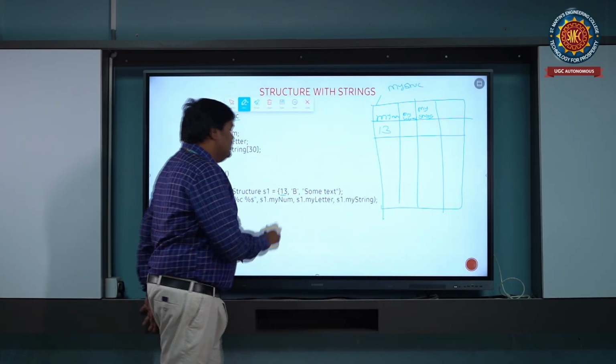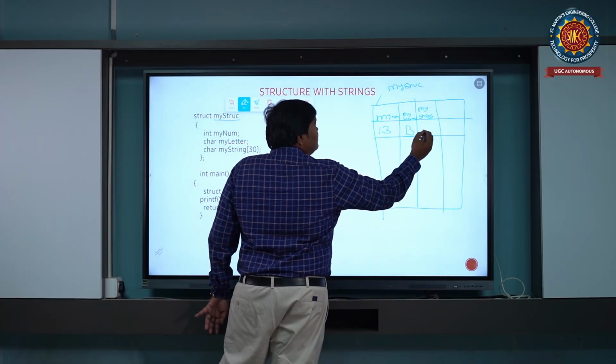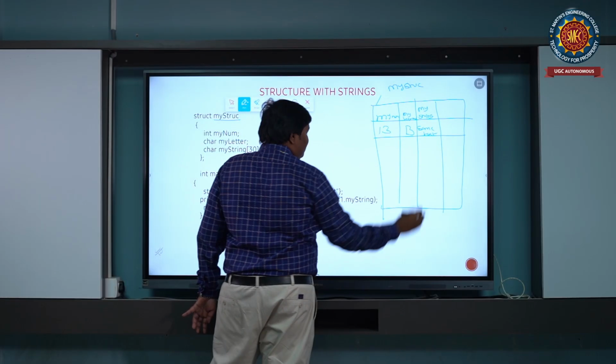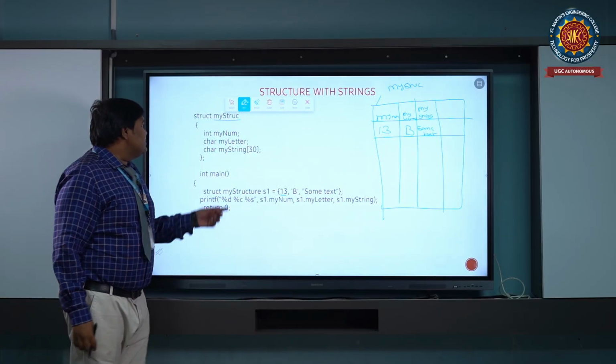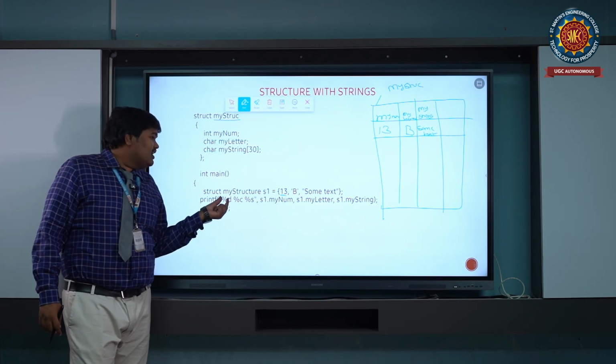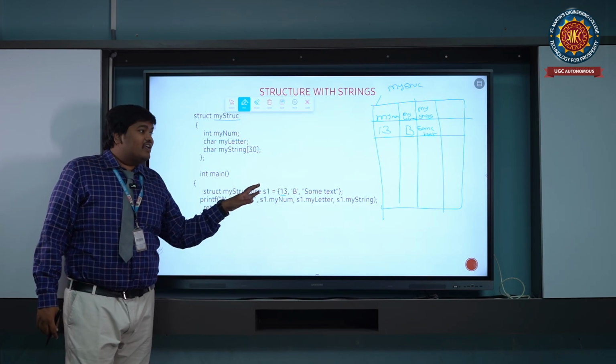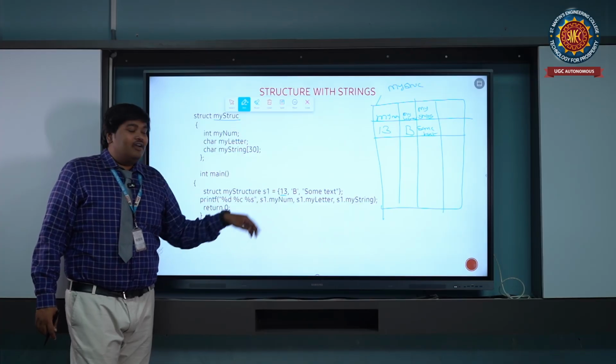And next one, B. B is my character. And next one is some text, which is my string. And now see here, percentile D, percentile C and percentile S. Percentile D is for integer, percentile C is for character and percentile S is for string, and we assign the values in the form of the dot operator. Okay.